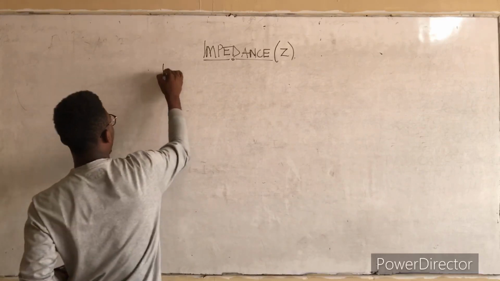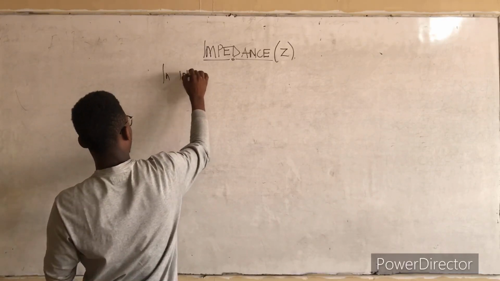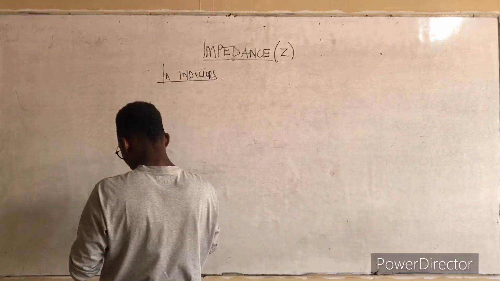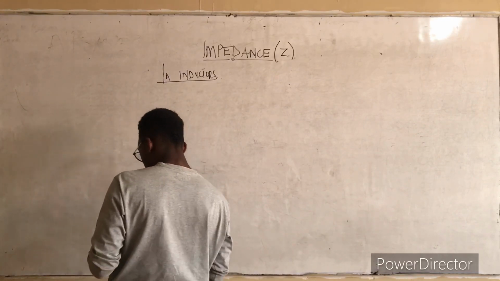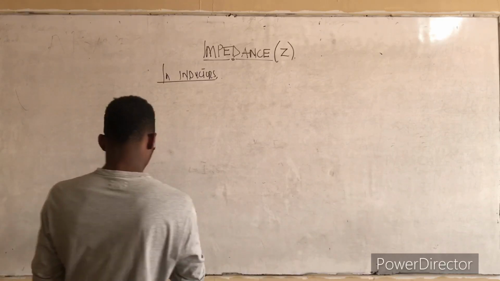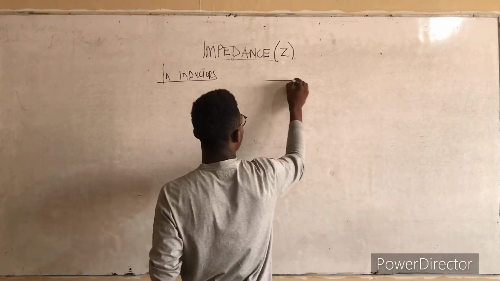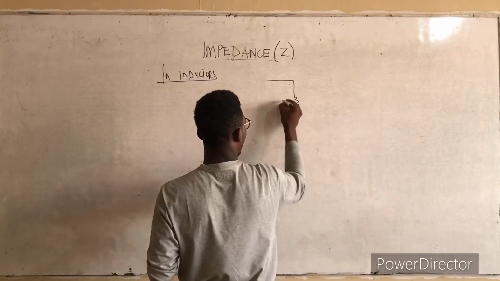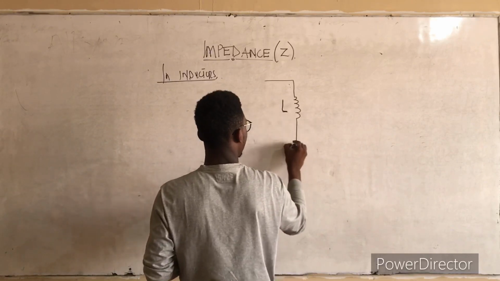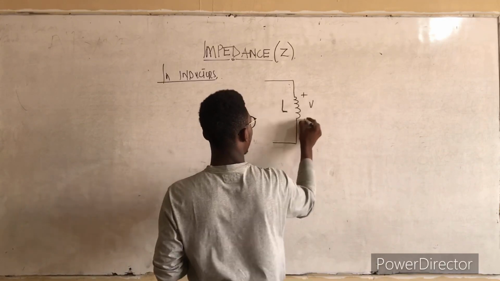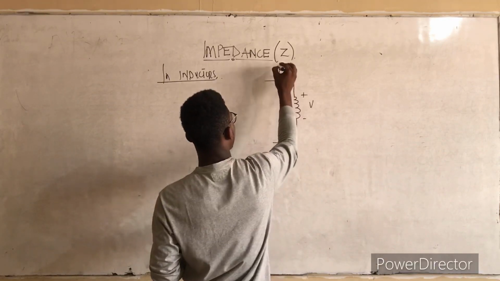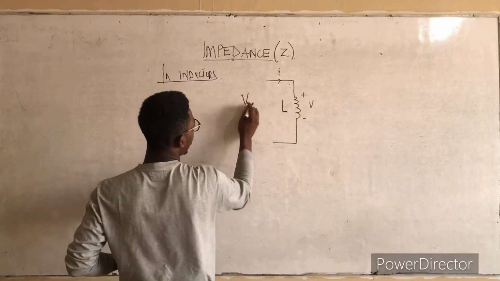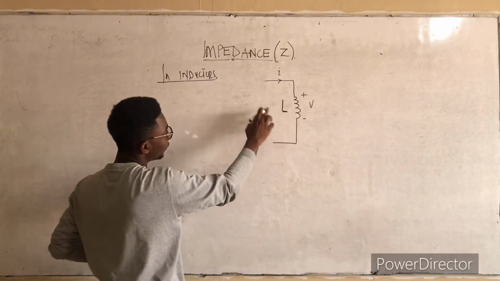Okay, so in an inductor, we want to look at when current is passing through an inductor. This is the symbol for an inductor, L. We want to know the voltage relationship and current relationship when they pass through an inductor.